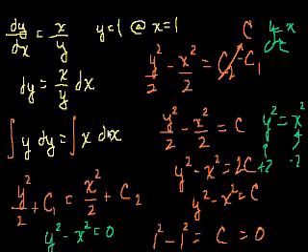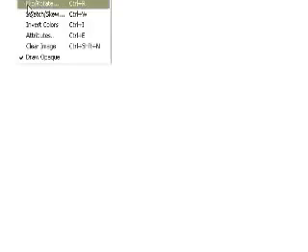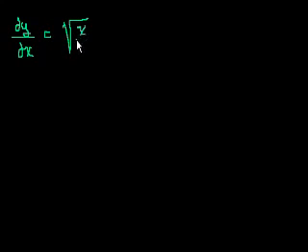Let's do one more. So this one says the derivative of y with respect to x is equal to, this is even a little bit more interesting, the square root of x over y, and it says that y is equal to 4 when x is equal to 1. Right? Yep, I think I'm reading that right.